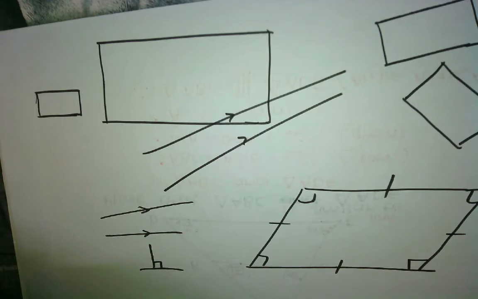A 3-sided shape, so that's a triangle, that has exactly 2 sides equal in length. That would be called an isosceles triangle. I hope you got that. Okay, so then we've got 1.2.